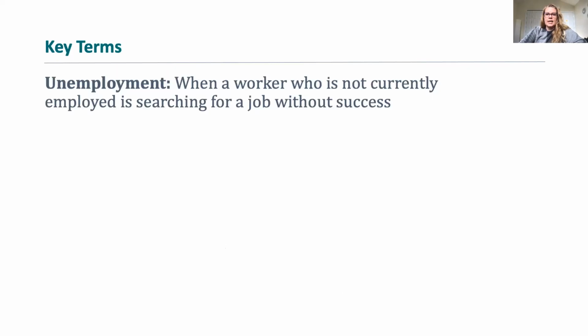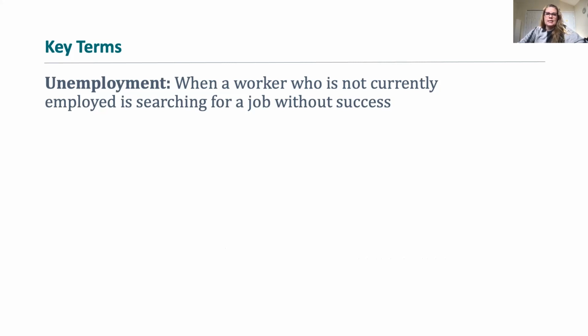Let's start by defining unemployment. Unemployment is when a worker who is not currently employed is actively searching for a job, but without success. The person has to be out of a job. Being unhappy in your job and looking for a better one doesn't count as unemployment. Also, if you're not currently employed, but not actively searching, you're also not included in the unemployment number.